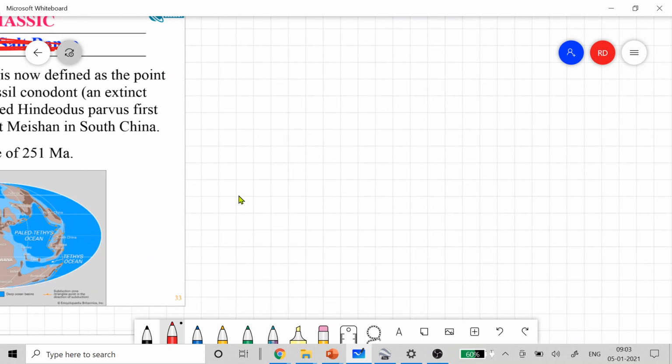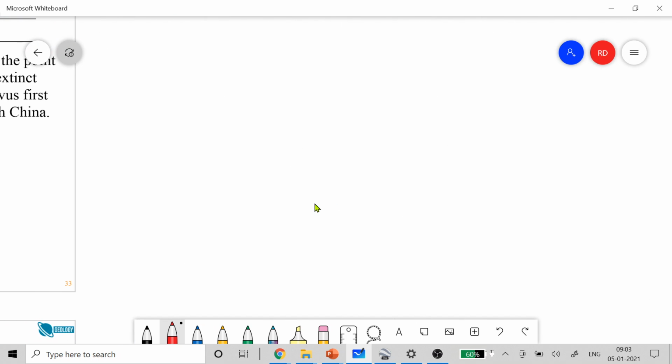So next, we have seen that there are four boundaries that we will mostly be seeing. One was between Precambrian and Cambrian. Then you move to Paleozoic. The next boundary you will see is between Paleozoic and Mesozoic, which we call the Permian-Triassic boundary. Then you move into Mesozoic.